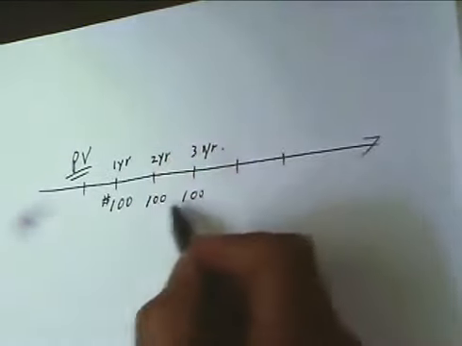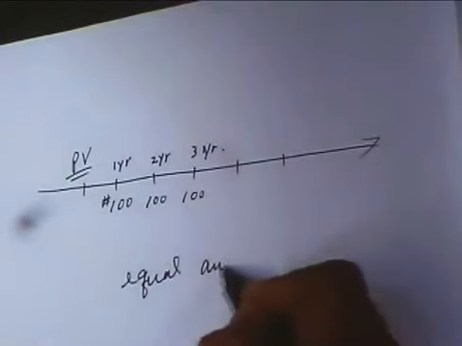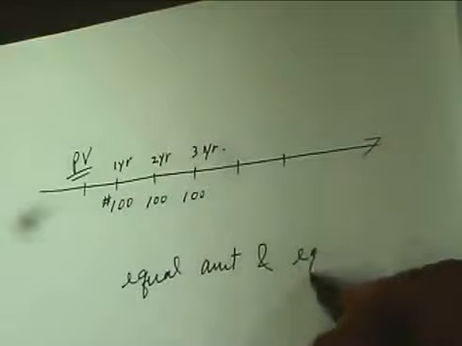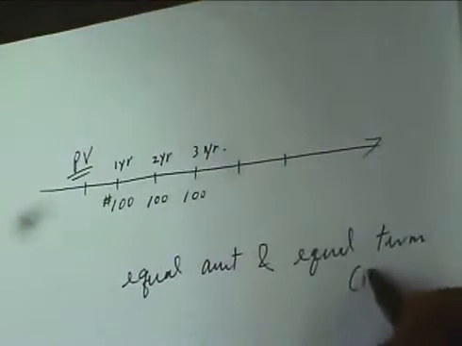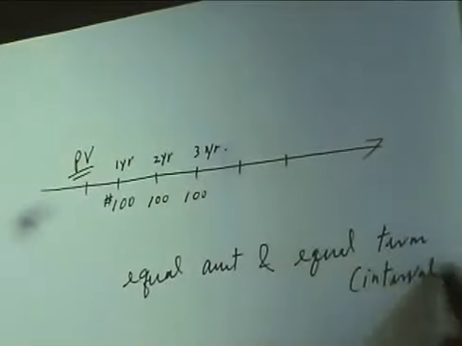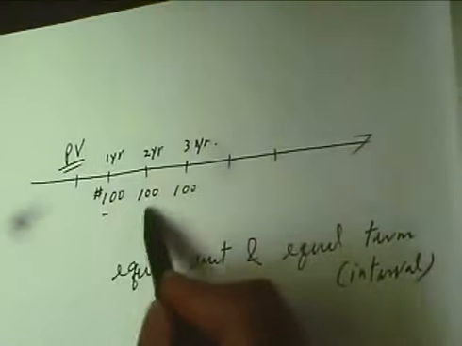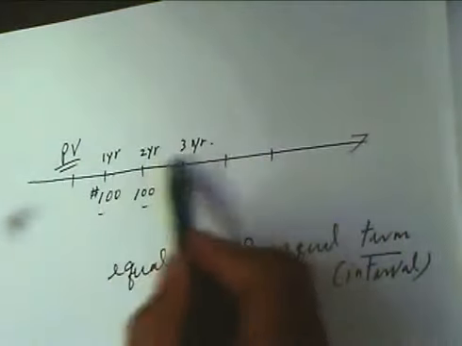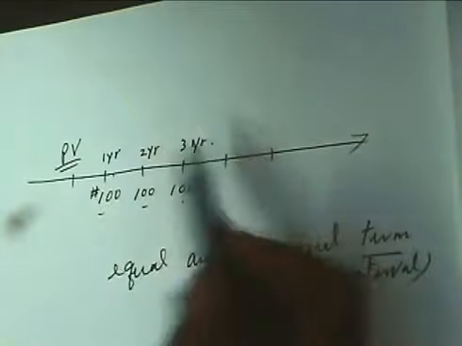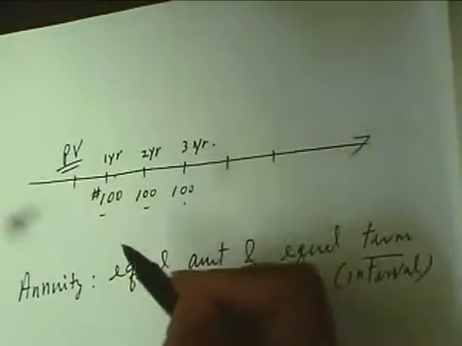So did you notice that there is equal amount and equal term, time interval? Am I right? The pattern I'm talking about. Equal amount, 100, 100. The amount doesn't change. Equal term, 1 year, 1 year, 1 year. Equal term. Definition: annuity.